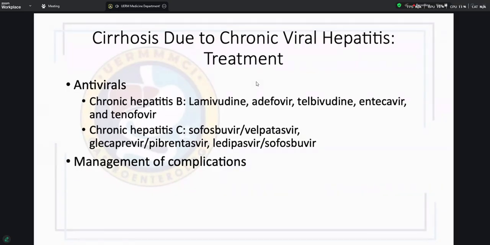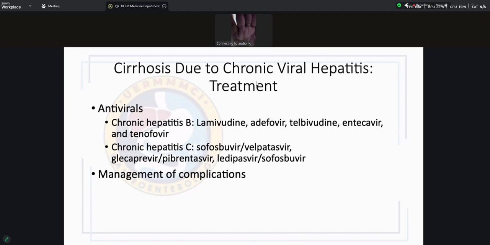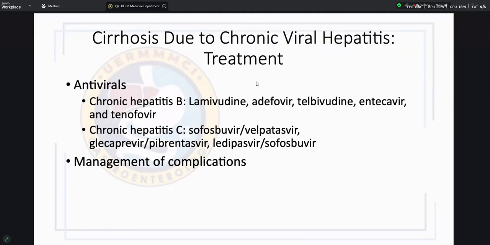Aside from targeting the cause, we also try to prevent complications like esophageal varices or development of ascites and edema or encephalopathy. And if present, we again try to manage these complications.